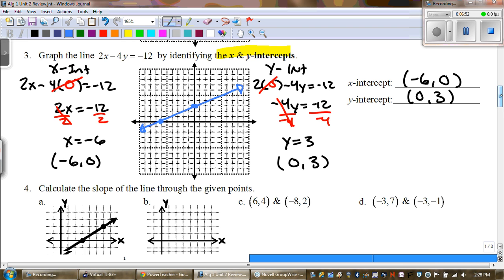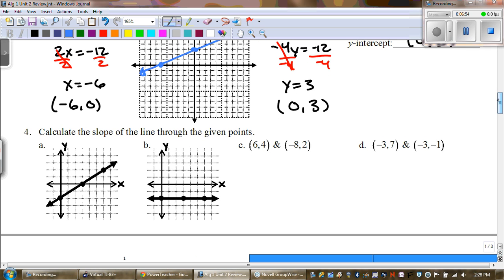All right, number 4. Number 4 says to calculate the slope of a line through the given points. All right, so for A, they gave us a graph, which means we have to start at one point and go to the other. So it's your rise over your run. Okay, and we go up 2 over 3. So our slope is 2 over 3.